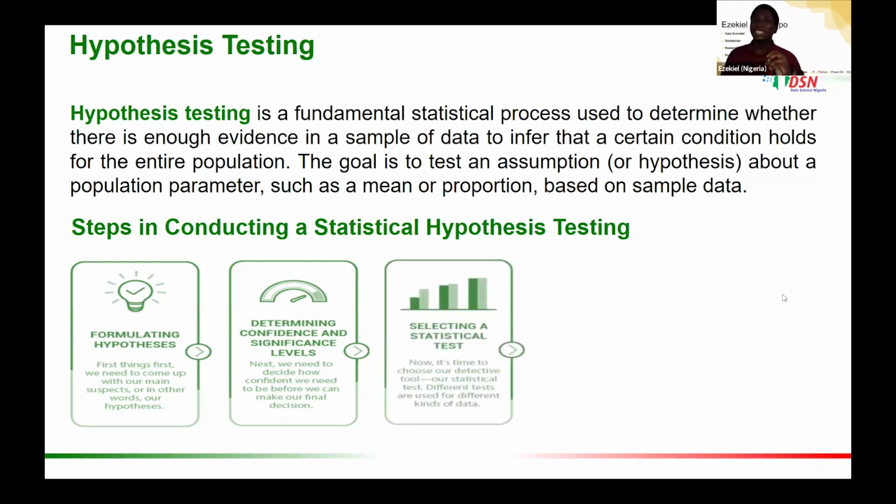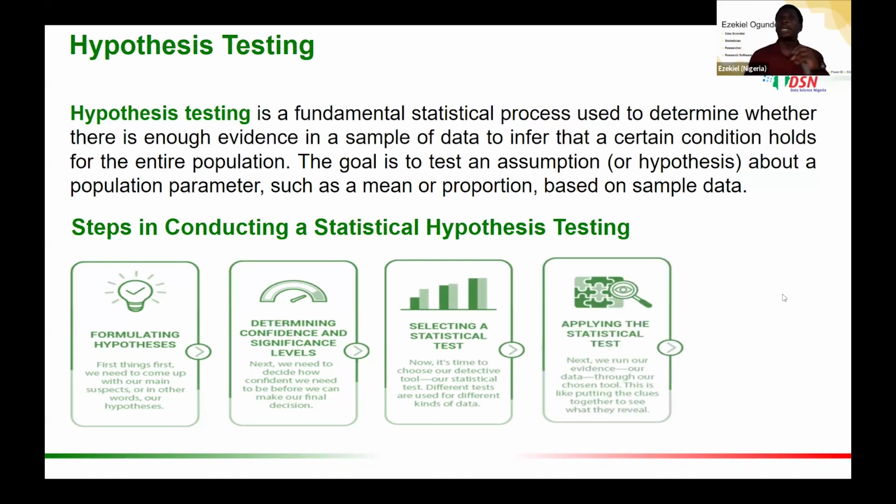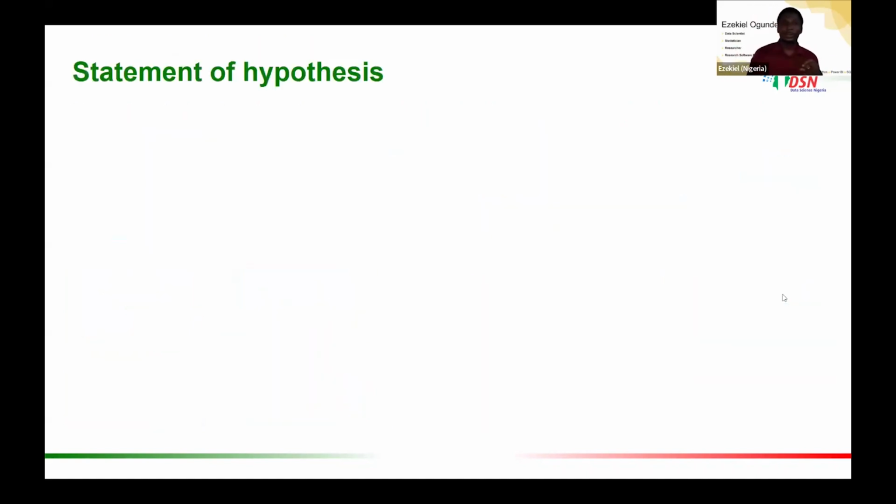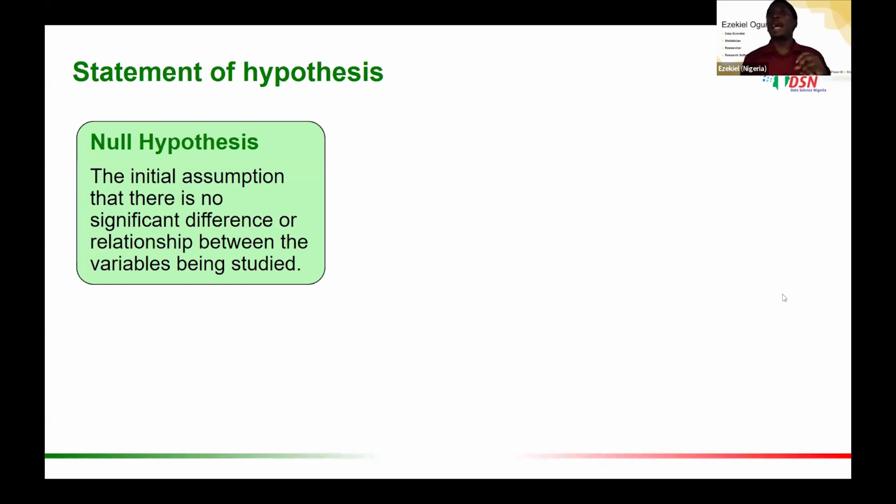So that is it. Then after that, you now select a statistical test that is likely useful for that experiment. Then you analyze the data set, you interpret the result, and you conclude. So we have the following statement of hypothesis.